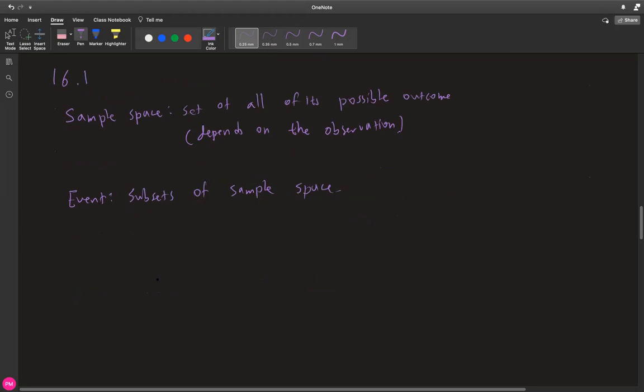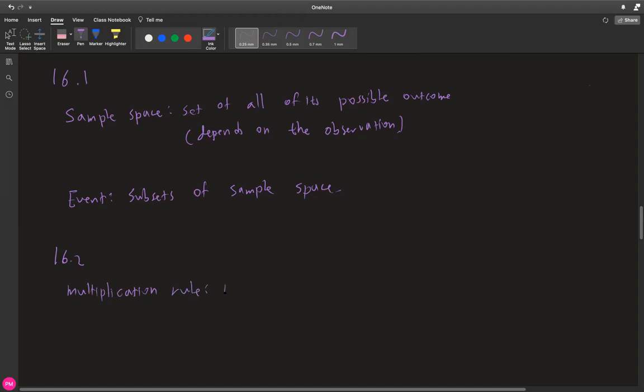Lastly, we went over chapter 16.2, and that was the last chapter we went over, and it is about the multiplication rule, permutation, and the combination. And simply, let's talk about the multiplication rule first. So the multiplication rule is simply as such.